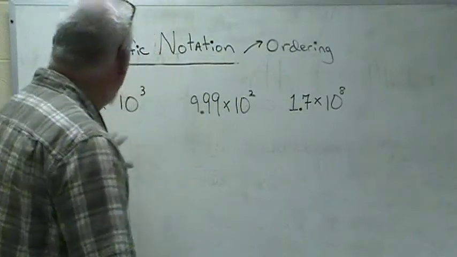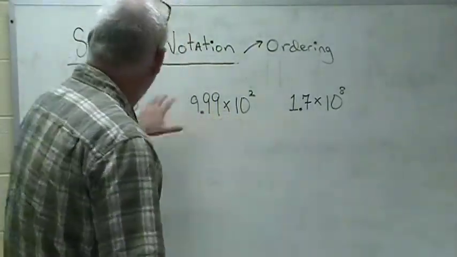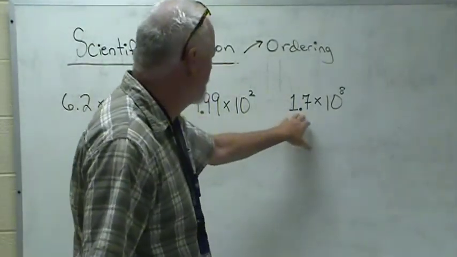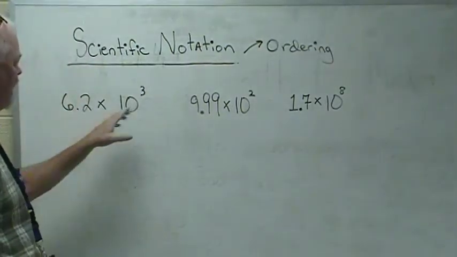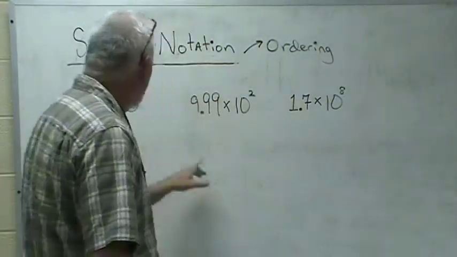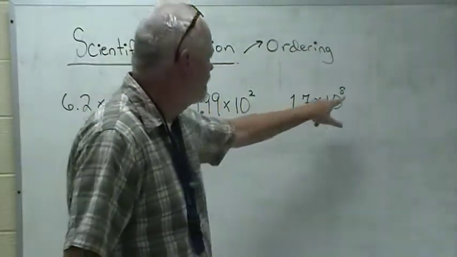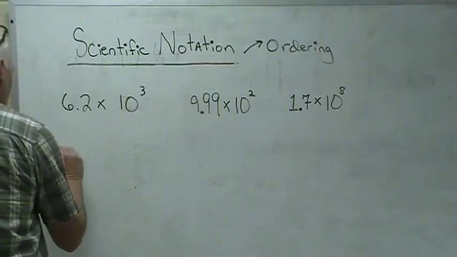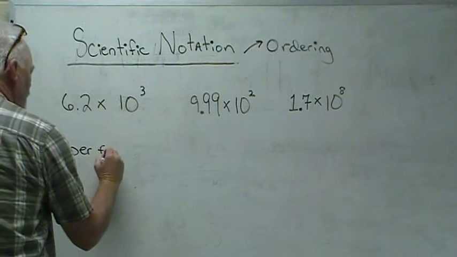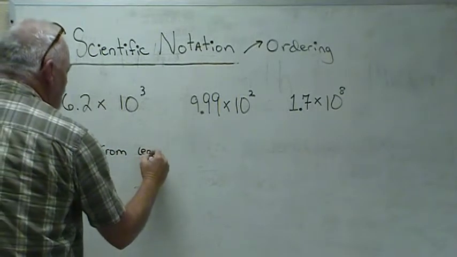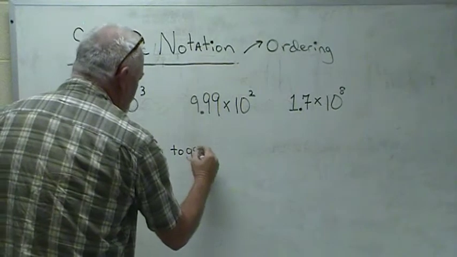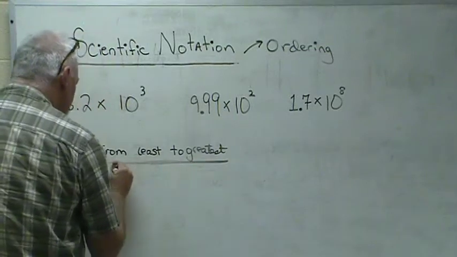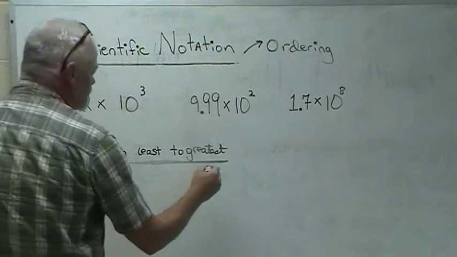So let's jump right in here. Here we have 3 numbers in scientific notation. The first number is between 1 and 10, bigger than 1 and less than 10, and it's times 10 to some power. These are all big numbers because they're positive exponents. So the directions: order from least to greatest. There is a very easy way to do this problem.